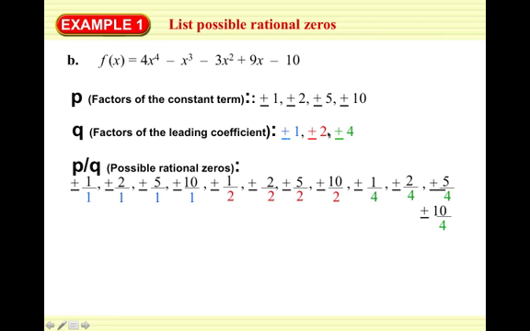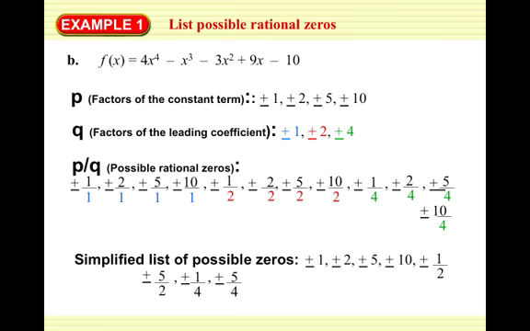So we're done with 1. Now we're going to come around with a q value of 2. So plus or minus 1 half, plus or minus 2 halves, plus or minus 5 halves, plus or minus 10 halves. Now we need to do the same thing with 4. So plus or minus 1 fourth, plus or minus 2 fourths, plus or minus 5 fourths, plus or minus 10 fourths. So now we want to simplify.